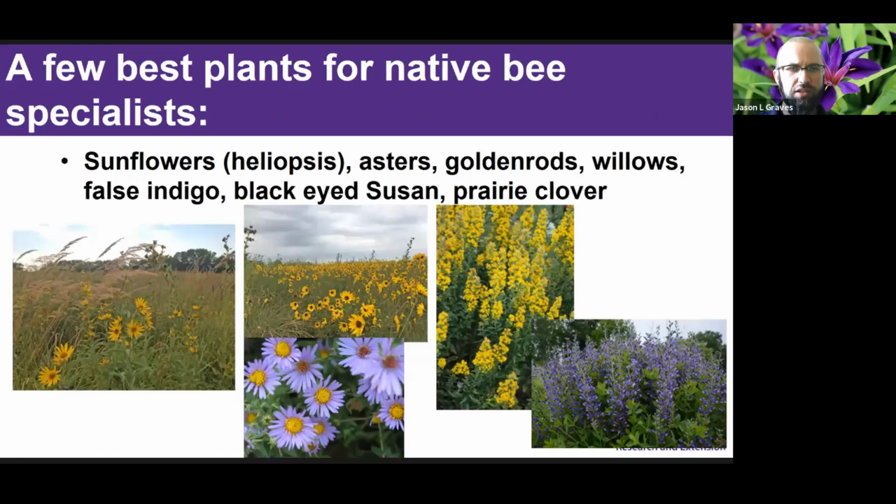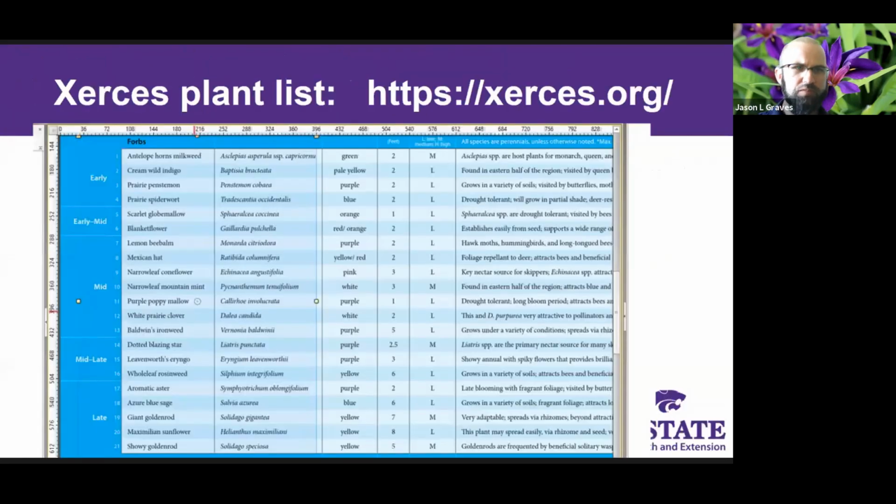Here you can see a list of a few of those: the sunflowers, asters, goldenrods, willows, black-eyed Susan. Some of our common native plants are really good for the native bee specialists, and so you can go back and look at Pam's talk. She included a lot of those in the native plant conversation as well. Xerces also has a plant list at their website, so I encourage you to check that out. It's on my list of resources that you can look at as well.